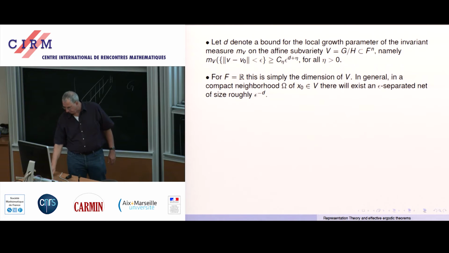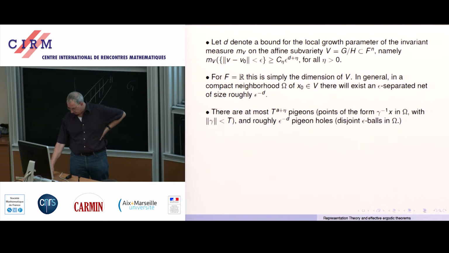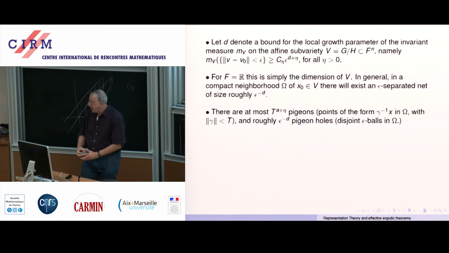Okay, so now for F equals R, the d is simply the dimension of V, and in general, in a compact neighborhood omega of x naught, there will exist an epsilon separated net of size roughly epsilon to the minus d. Okay, so this is the most basic volume packing argument. If this is the local behavior of the volume for small epsilon, then in a compact neighborhood you will have roughly epsilon to the minus d elements in an epsilon separated set. Epsilon separated means that any two points are epsilon separated. So you can draw a ball around them, let's say, and this ball has this volume. Okay, so you can't pack too many of those inside.